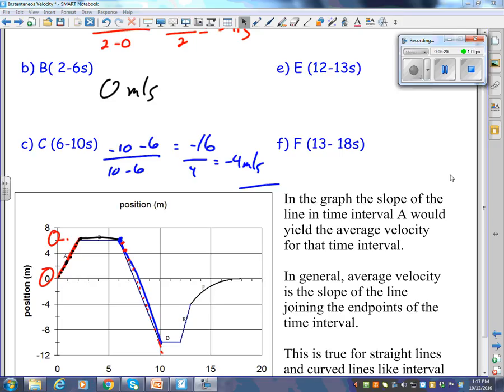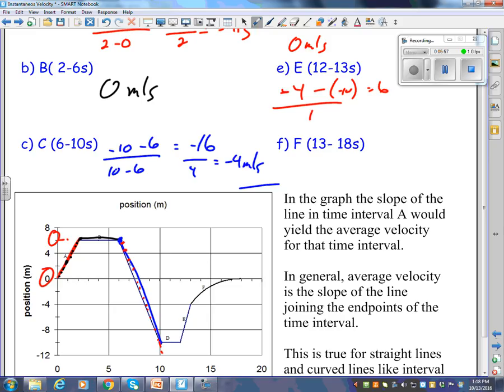D is easy because it's 0, because it's flat. E is only 1 second long, so it's the slope here. So I end up at -4. Subtract, this is -10. Oh, hang on here. Subtract -10, right? Minus, that's +10. It should be 6, right? And the time there is over 1 second, 13 minus 12, so 6 over 1, or 6 meters per second.